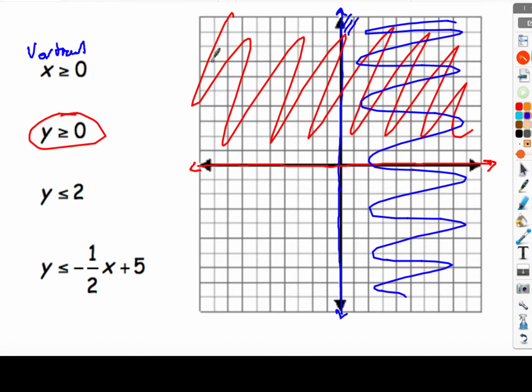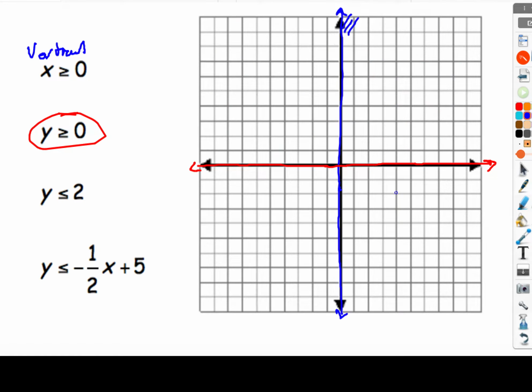And because I don't want the red over here and I don't want the blue over here, I wouldn't want to overshade like that. Again, I'm just going to make a small note that I want to be above the red line. So far I'm up there in quadrant 1. I'm just going to make that note so I don't forget. But we still have a couple of lines to go.